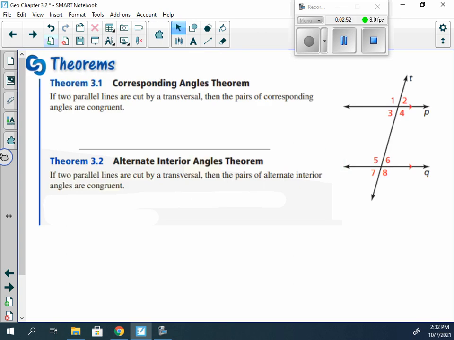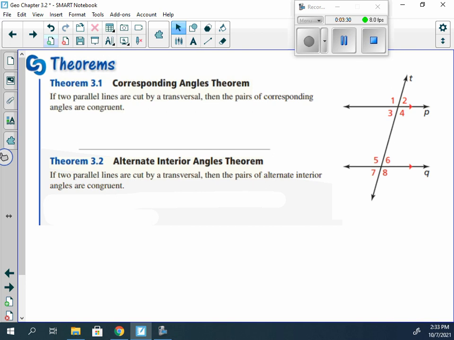Now what we're looking at today is corresponding angles, alternate interior, alternate exterior, and consecutive interior angles, given that the two lines are parallel and cut by a transversal. If the two lines are parallel and cut by a transversal, then the pair of corresponding angles, so we're starting out with corresponding, are congruent. If two parallel lines are cut by a transversal, then the pair of corresponding angles are congruent.